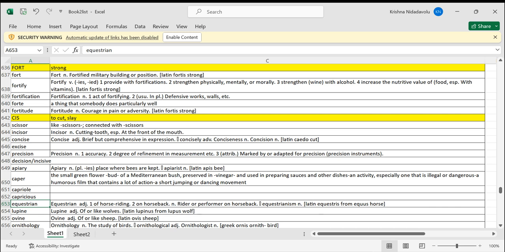Capricious working of fate. Fate is capricious, right? Suddenly some difficulties come, suddenly happiness comes. So fate is capricious.